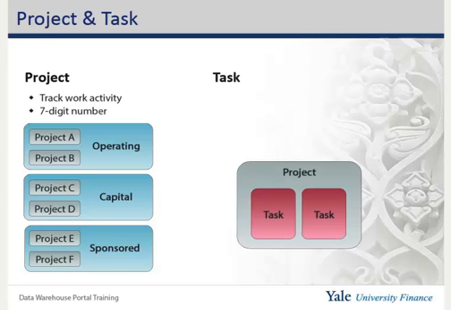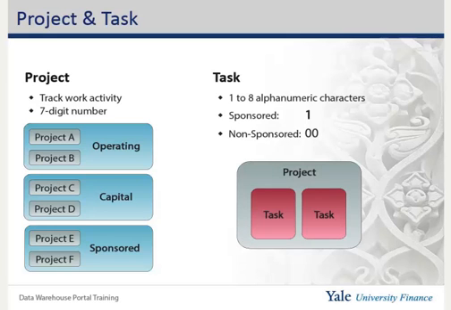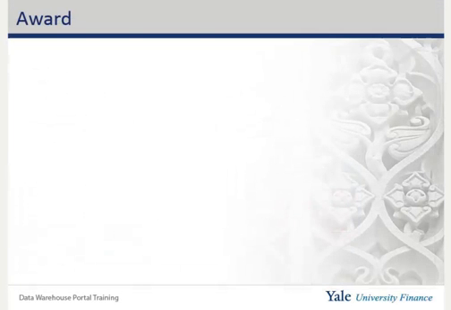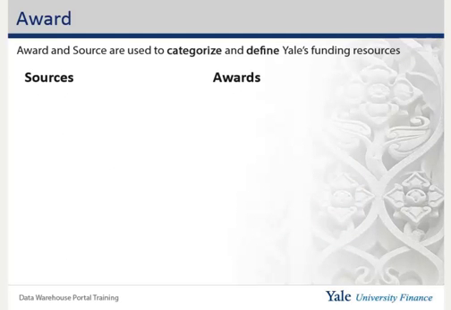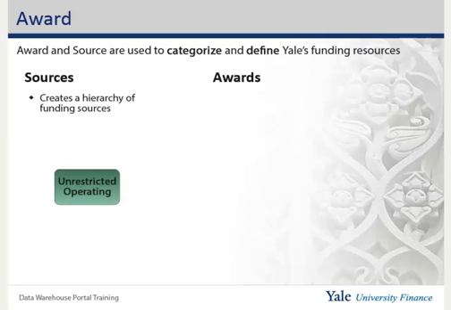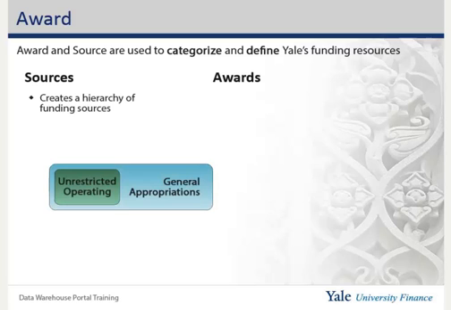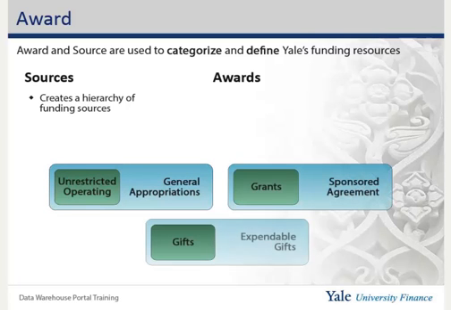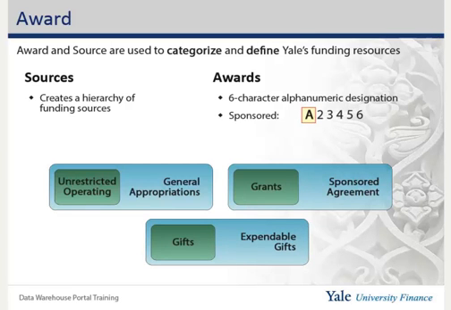When a new project is established, departments have the option of using a default task, which is 00 for non-sponsored and 1 for sponsored projects. Moving along in our examination of the key elements of Yale's Chart of Accounts, Award is the third segment of the PTEO. Awards exist in a hierarchy of sources, which are used to categorize and define the university's funding resources. Unrestricted operating awards are in the General Appropriation Source Group, and grants are in the Sponsored Agreement Source Group. Each award has a 6-digit award number. Sponsored award numbers begin with a letter. Non-sponsored award letters end with a letter.